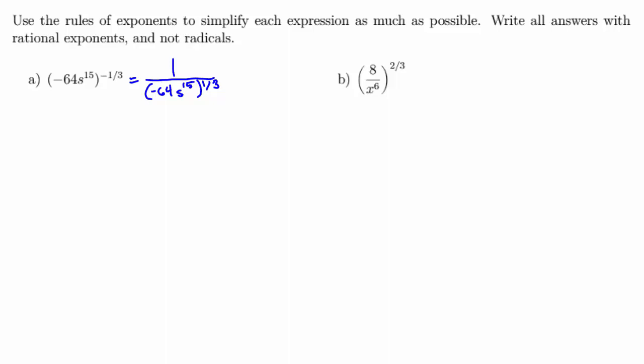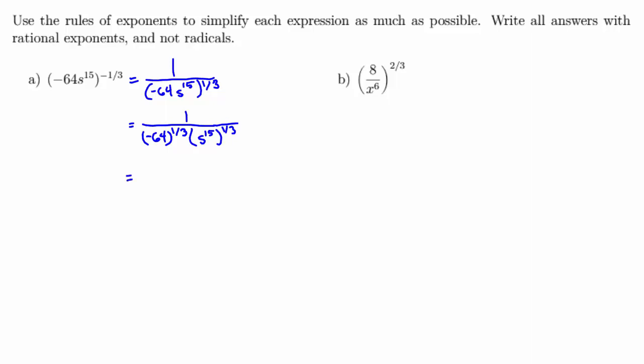Now, I can apply that exponent of 1/3 to each of the things inside those parentheses. There's a product there, right? So we're going to have negative 64 to the 1/3 times s to the 15th to the 1/3. And again, that's all in the denominator. I still have a 1 in the top.